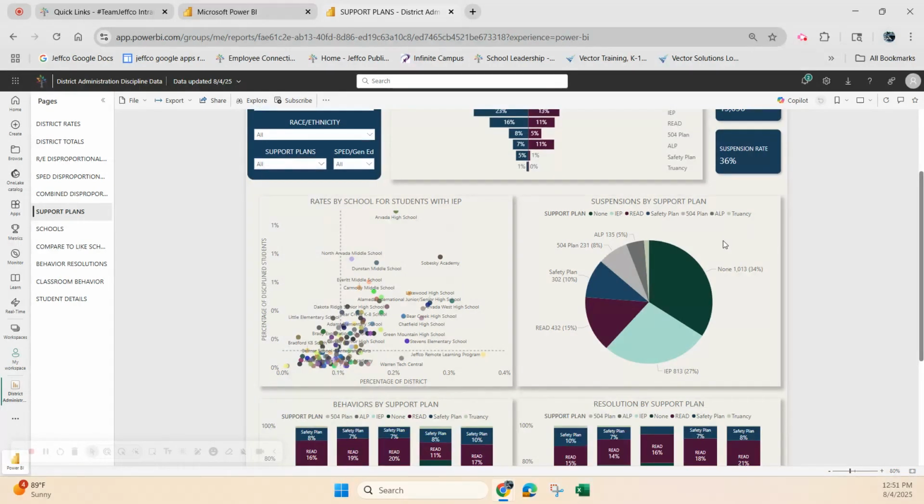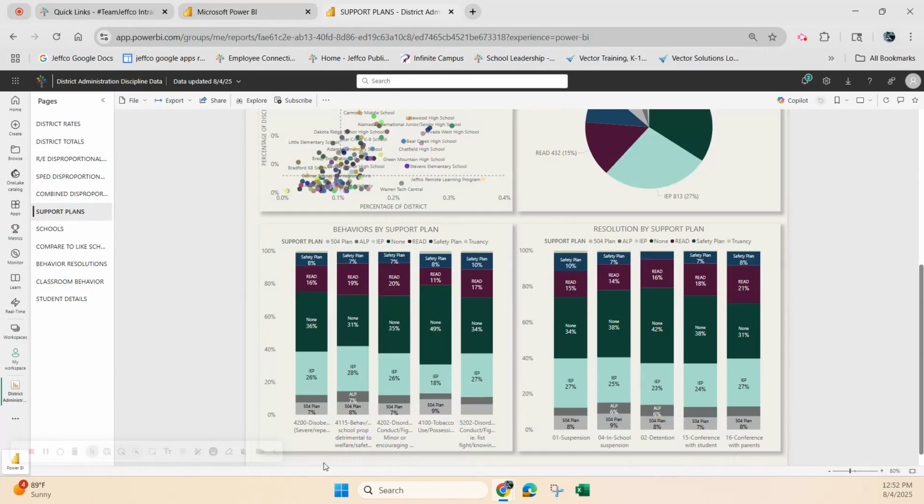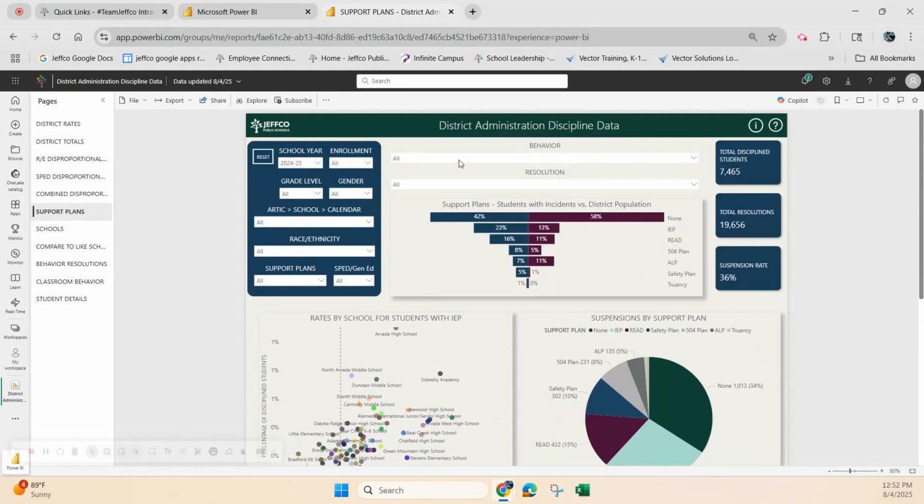This tile talks about suspensions by all support plans. So you can see that all of our IEP students make up about 27% of that. Students without any sort of support plan are 34% of our suspensions. So there's some other areas that might be impacting this as well. Obviously, there are students on IEP that also have a safety plan, so they might have multiple flags on there. Same, most top 5 behaviors and top 5 resolutions. And again, you can filter specifics if you'd like.